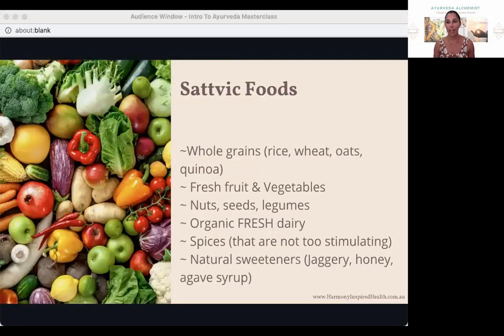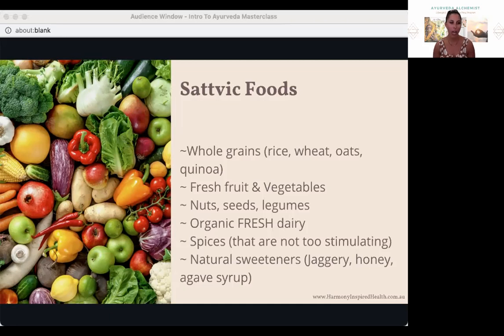So what are sattvic foods? They are whole grains, so rice, wheat, oats, and quinoa, as least processed as possible. Ideally, sattvic foods are not processed, right? They're fresh foods and vegetables.